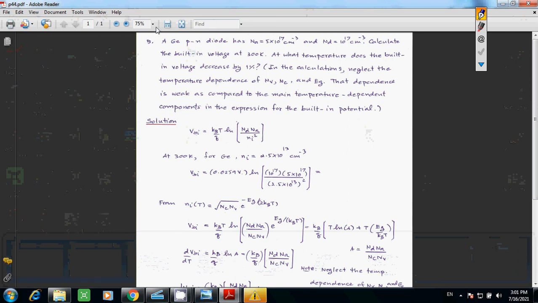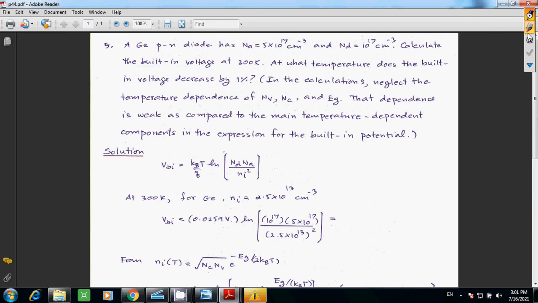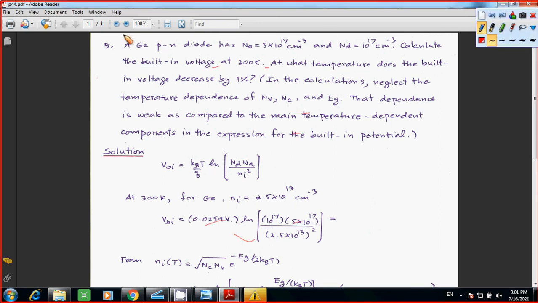Okay, let's go over the last problem. A germanium p-n diode has NA equal to 5 times 10 to the 17th per cubic centimeter and ND equal to 10 to the 17th per cubic centimeter. Calculate the built-in voltage V0 at 300 Kelvin. At what temperature does the built-in voltage decrease by 1%? In calculation, neglect the temperature dependence of NV, NC, and EG.